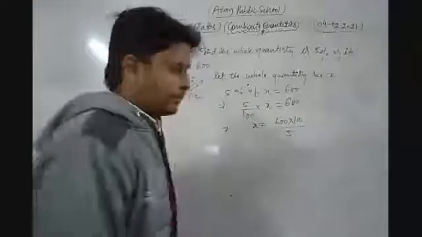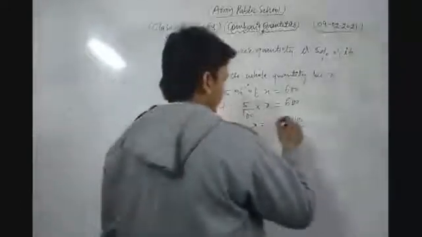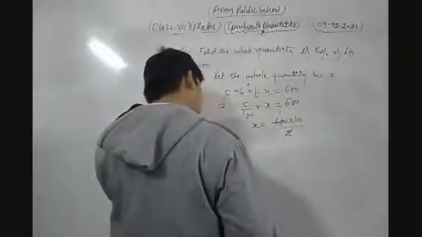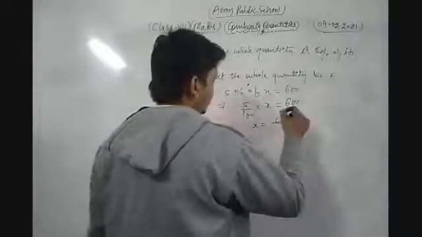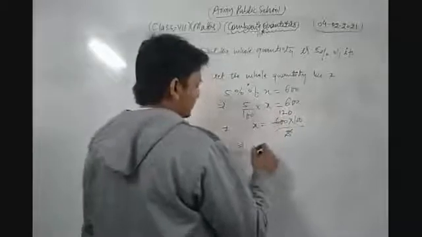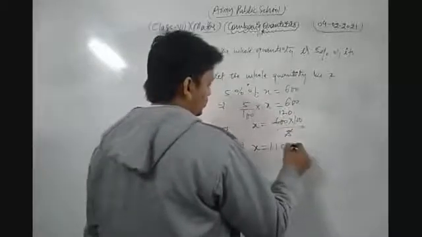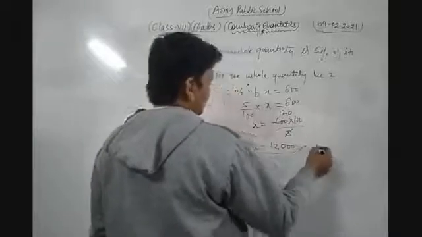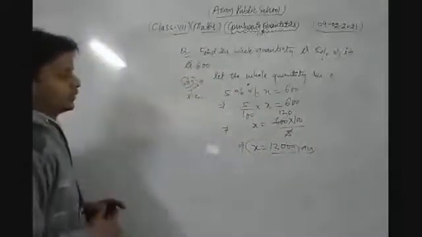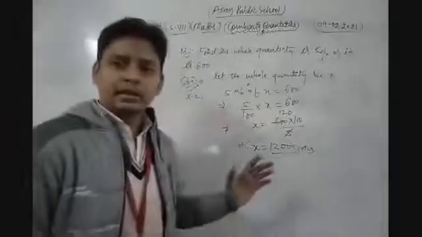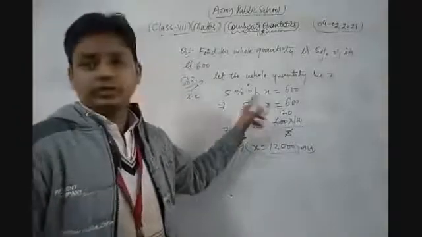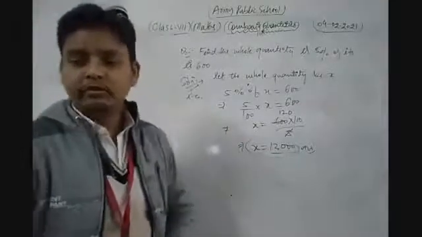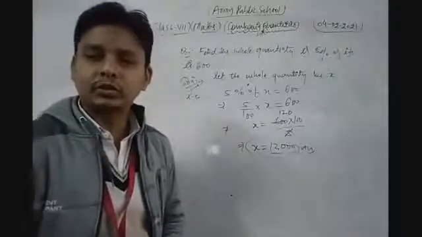Now we simplify them. 5 ones are 5, carry 1, 5 twos are 10, 0. So we get x is equal to 12,000. This is the required solution of the given question. Thus in percentage, the concept of "of" is only multiply. Suppose, in the same way, we find 20% of 2500.